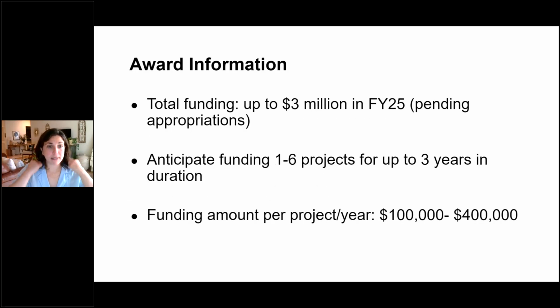All right, just some basic information on the award itself. So pending appropriations, we have a total of up to $3 million to put towards this call in FY25. We anticipate funding between 1 and 6 projects for up to 3 years in duration. And the funding amount per project and per year, which as you saw in the option slide varies, is between 100 to 400,000.